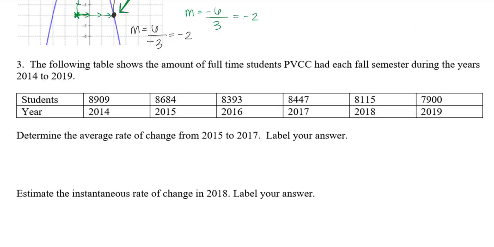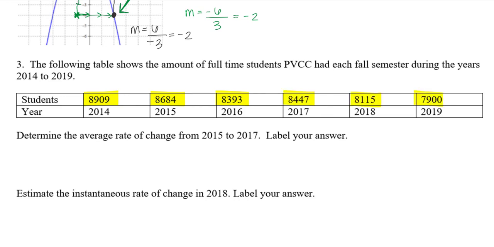What if we were given information in table form or data that we had to then analyze? So this table shows the amount of full-time students that PVCC had each fall semester during the years 2014 to 2019. What you can see is the way this data is given, I don't know if you've noticed, but the students are on the top and the years are on the bottom.